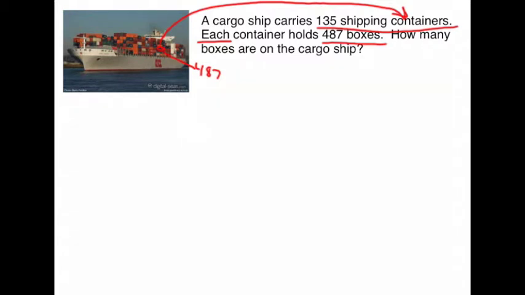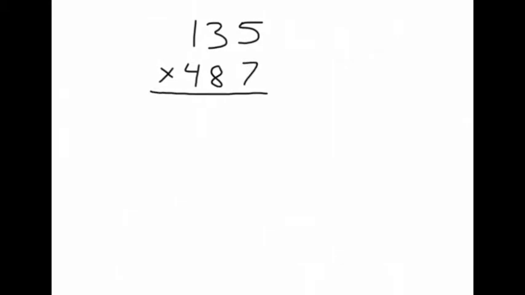Alright? So here we go. I'm about to show you 3 different ways that you can multiply 135 times 487. The first one I'd like to try out right here is called the standard algorithm or the traditional algorithm. So here we go. So I want to show you 135 times 487 using the traditional algorithm.